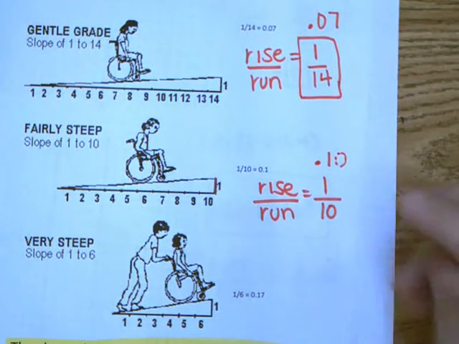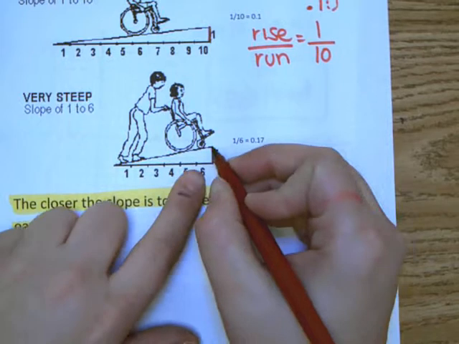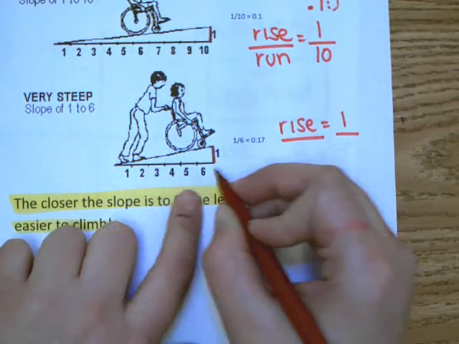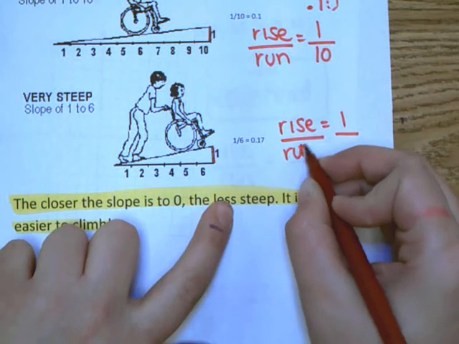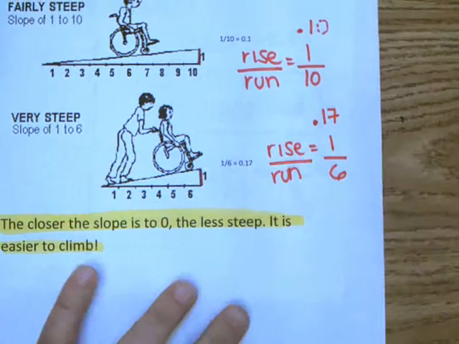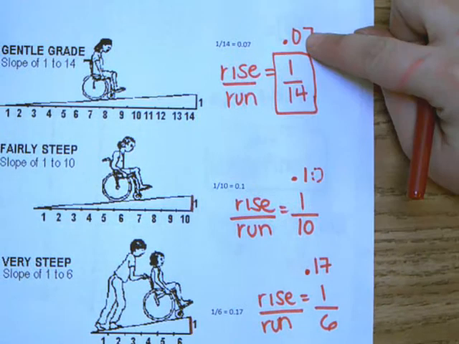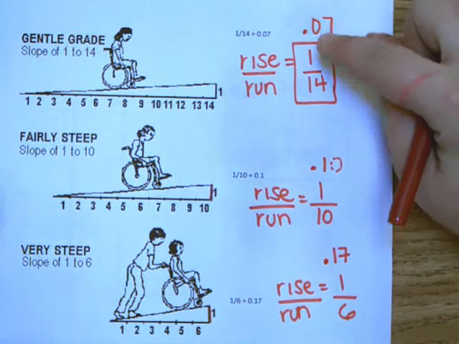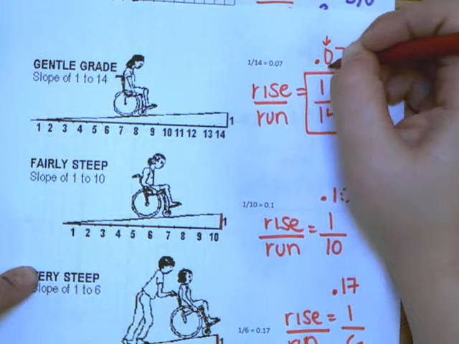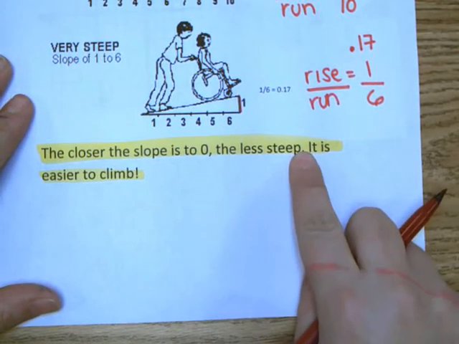Now this one has a rise of 1, and then we have a run of 10. If we change that to a decimal, that would be 0.10 or 0.1. So this number is bigger than this one. And then here, the rise is 1 and the run is 6. If we change that to a decimal, we get 0.17. So this one's the biggest, this one's the second biggest, and this is the smallest.